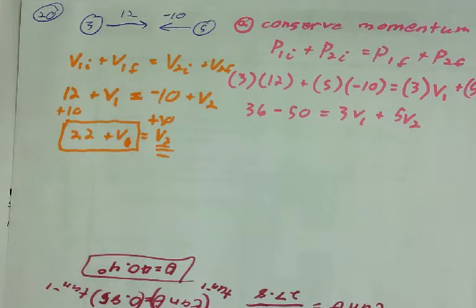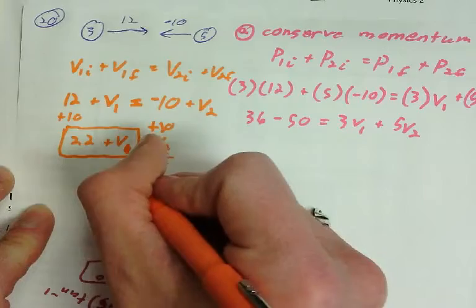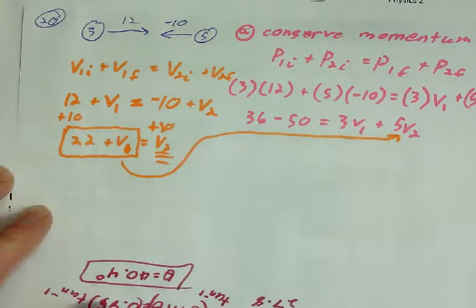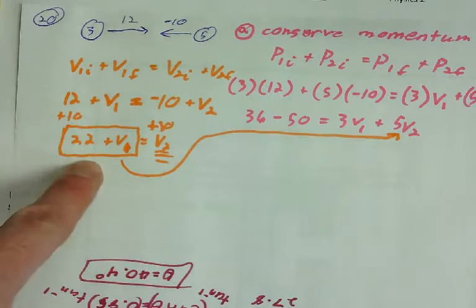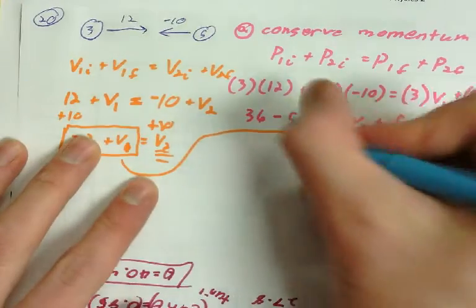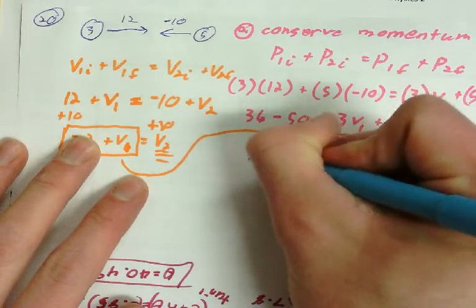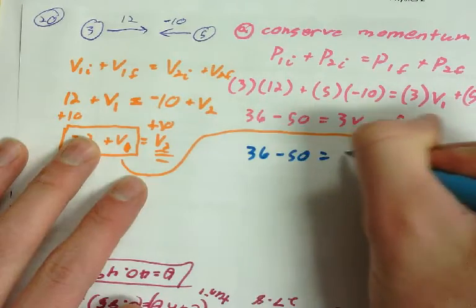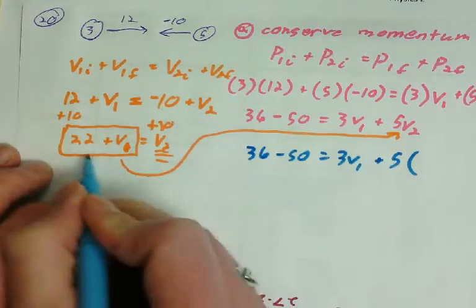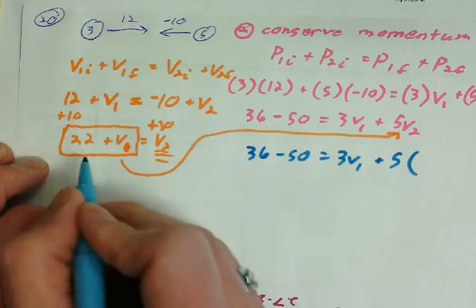So what I'm going to do is take this and put it in place of V2. Instead of writing V2, I'm going to write 22 plus V1 because those are the same thing. 22 plus V1 is the same thing as V2, whatever the numbers are. Okay? So that's going to give me this. 36 minus 50 equals 3V1 plus 5 times, and now I'm going to write what V2 is. V2 is 22 plus V1.